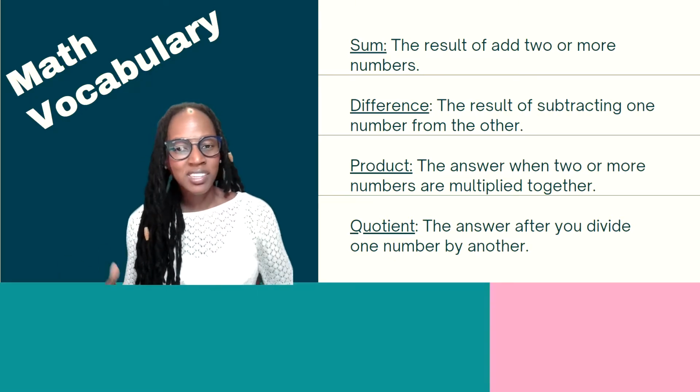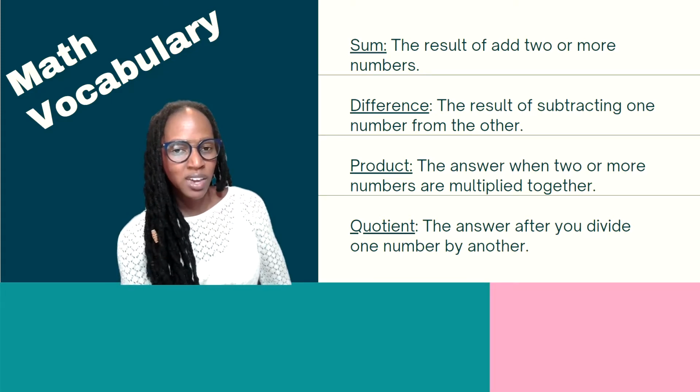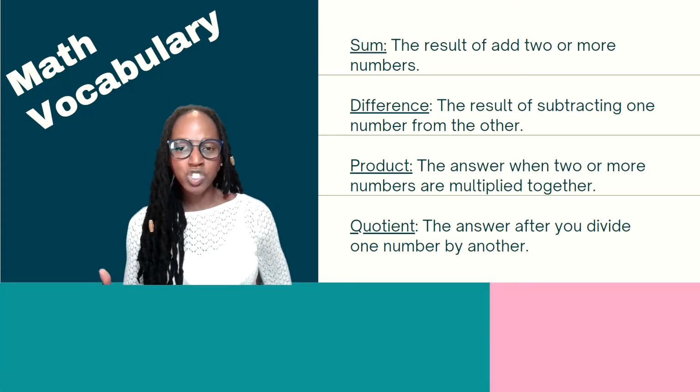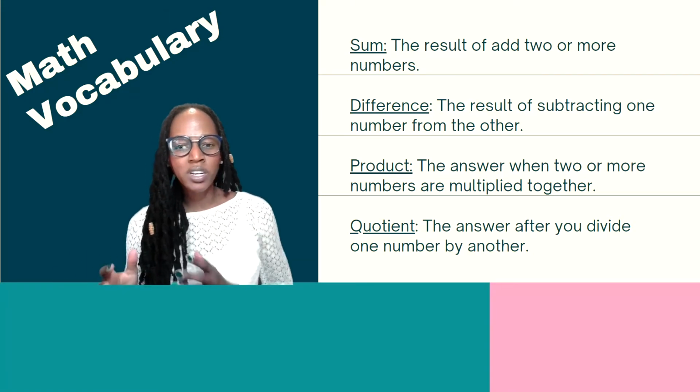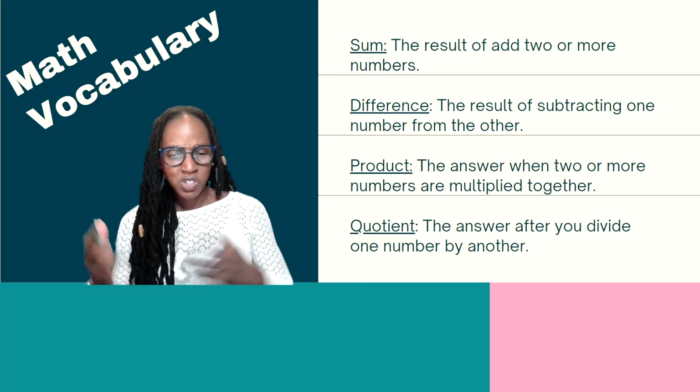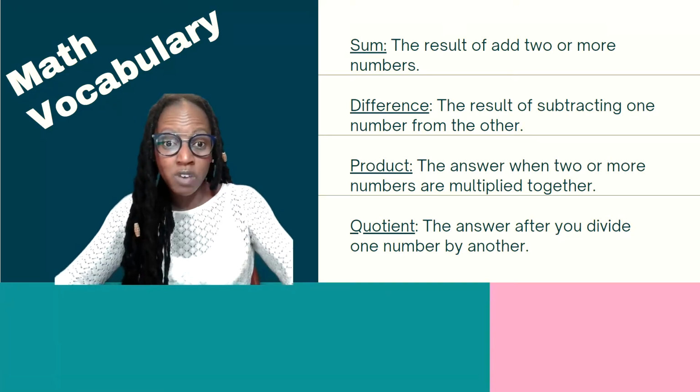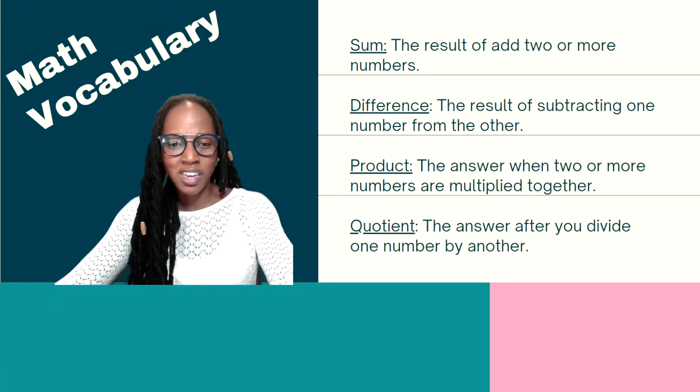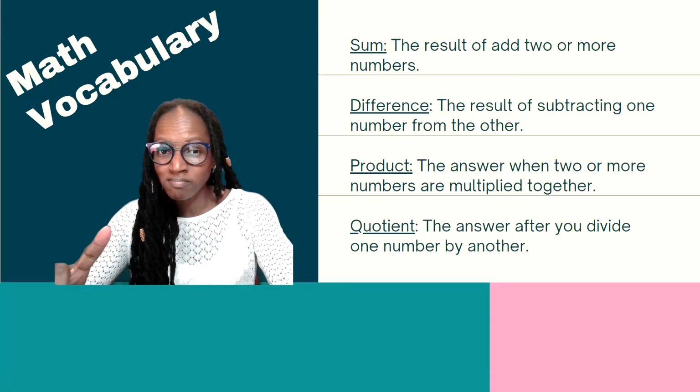Product is the answer when 2 or more numbers are multiplied together, okay? And if you see the word quotient, then that's the answer you're going to get after you divide one number by another. So let's test ourselves really quickly. Let's see if we know what these terms mean.